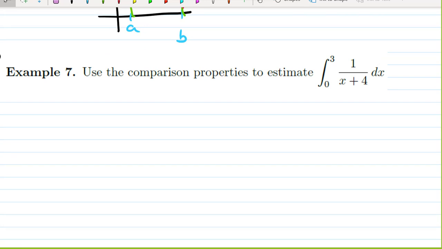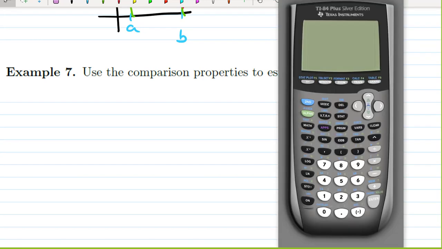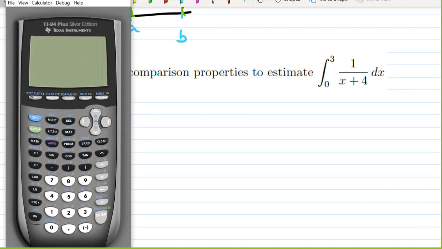So we want to estimate this, so let's draw a graph. If we just go y equals on our calculator, 1 over x plus 4, and we graph it, we get something that looks like this. We're not really interested in what's happening over here, so we want to specifically look between 0 and 3, and it looks like the height of our graph is really small between 0 and 3.